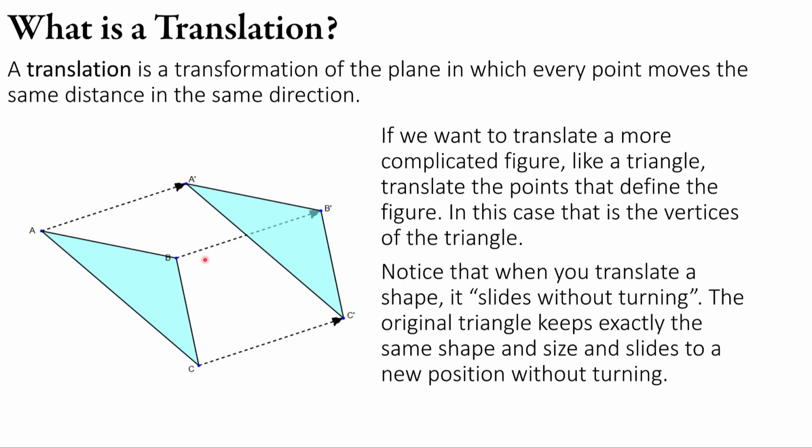And notice that when you translate a shape, it slides without turning. This shape here has slid over to the right and a little bit up, keeping exactly the same shape and size, and it hasn't turned or rotated at all either. So it's a glide from one spot to another. That's a characteristic of a translation, that slide without turning.